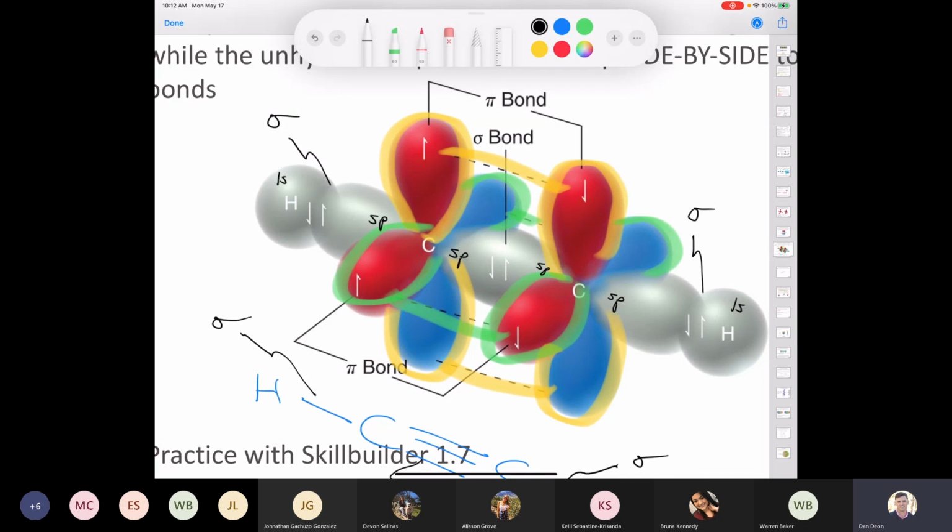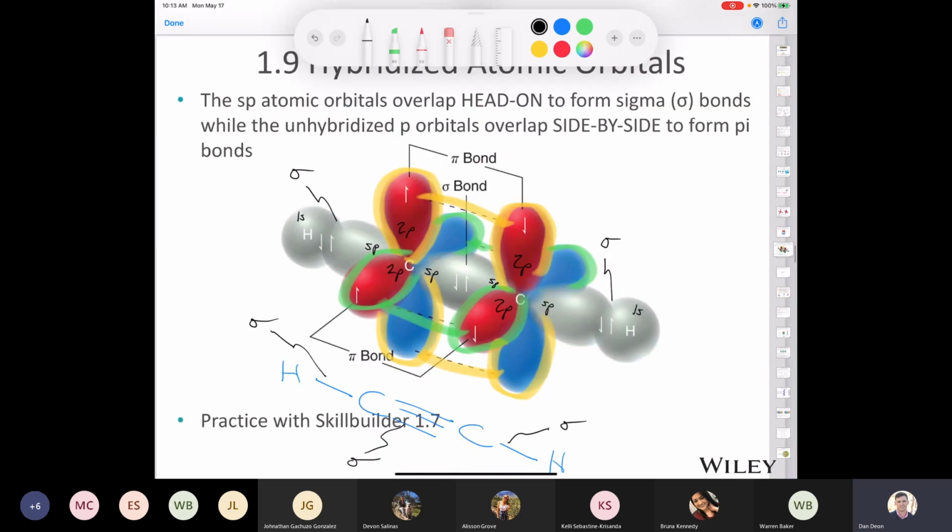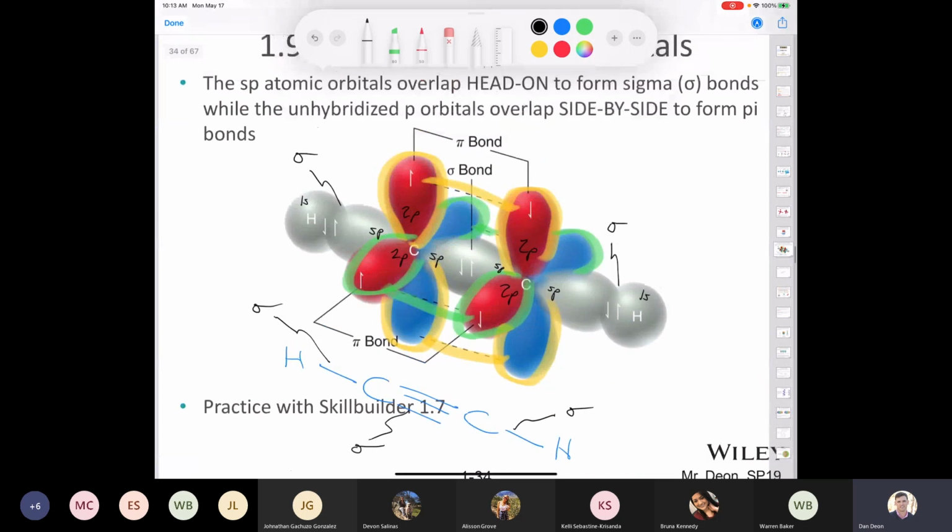So again, this is a 2p, this is a 2p, this is a 2p, and this is a 2p, like that. So there's the orbital overlap diagram for acetylene.